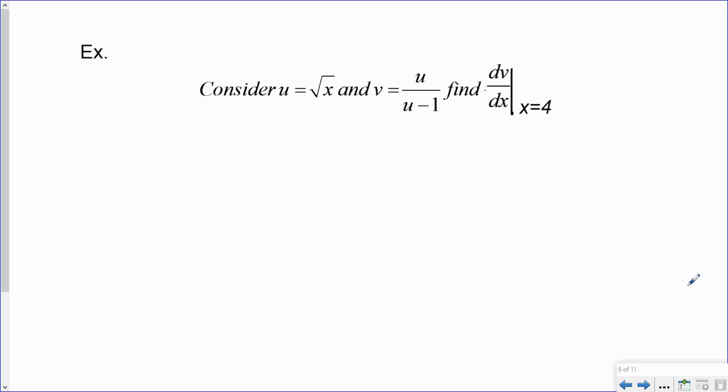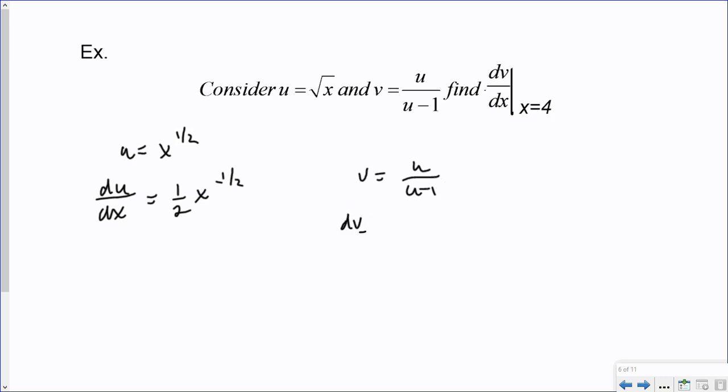Okay, so we've got u and v, and I want to find dv/dx. So I've got u in terms of x, so I can find du/dx, and that would be 1/2 x to the negative 1/2. And now I'm also given v with respect to u, so I could find dv/du.